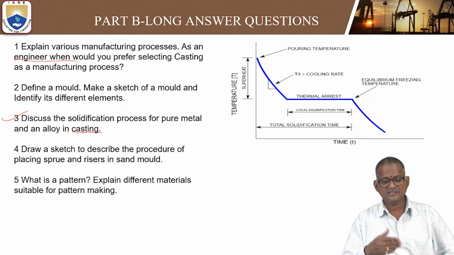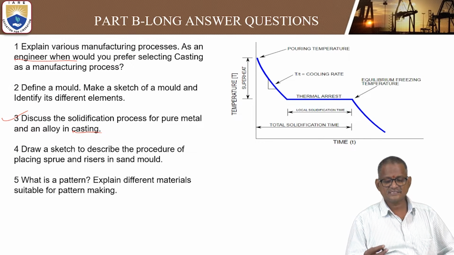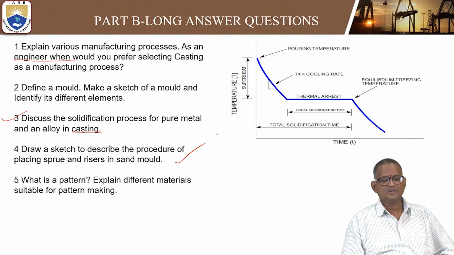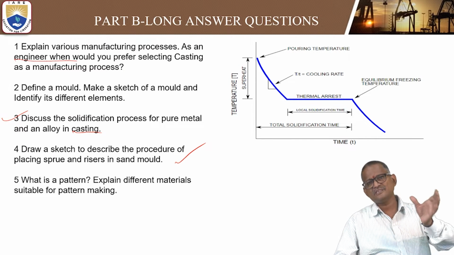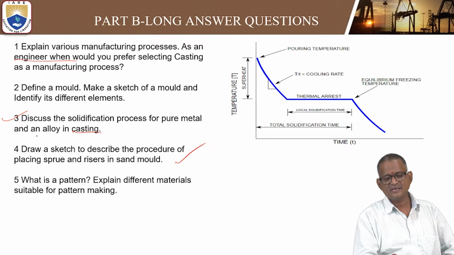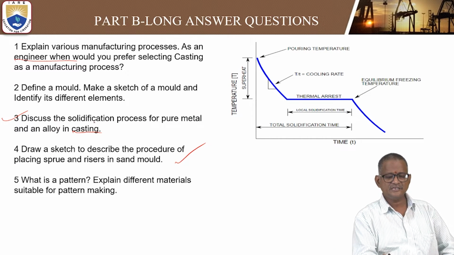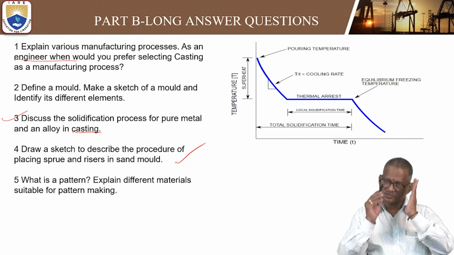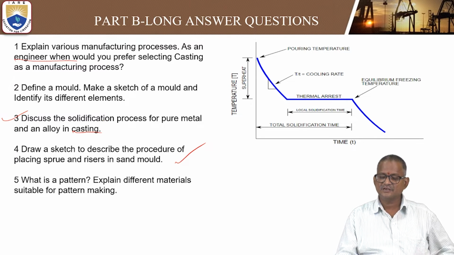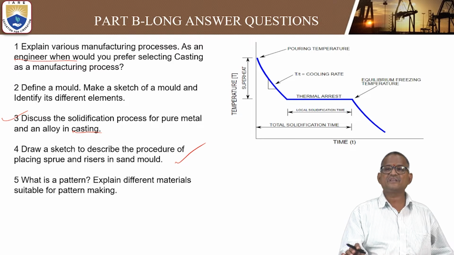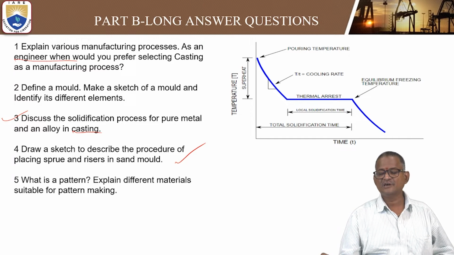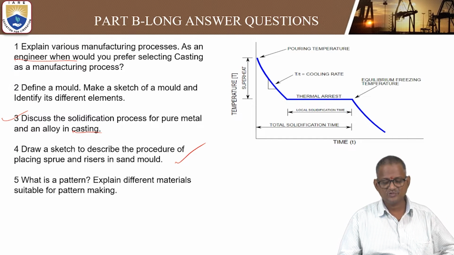And another question here, see, draw a sketch to describe the procedure to place screw and risers in the shell mold. Anyway, even they didn't ask. So here, in this case, discuss the solidification process for a pure metal and alloy. They didn't mention the diagram, but you need to draw the sketch. This is the cooling curve of a pure metal. If you explain in this way, definitely you can score more marks.